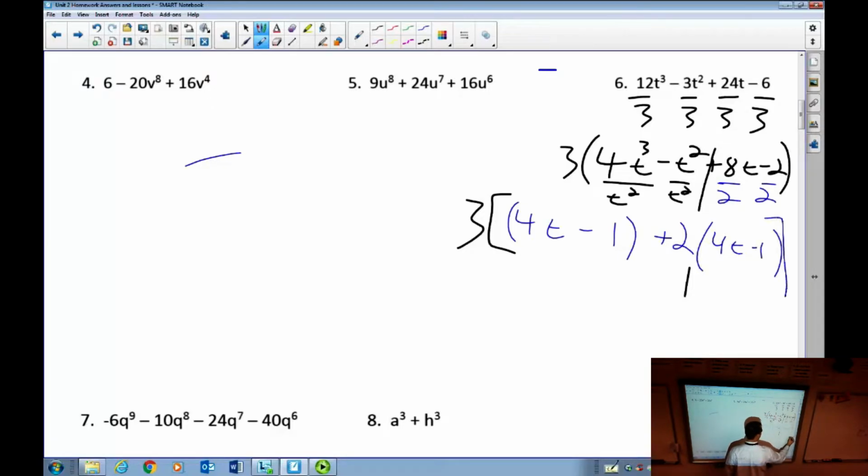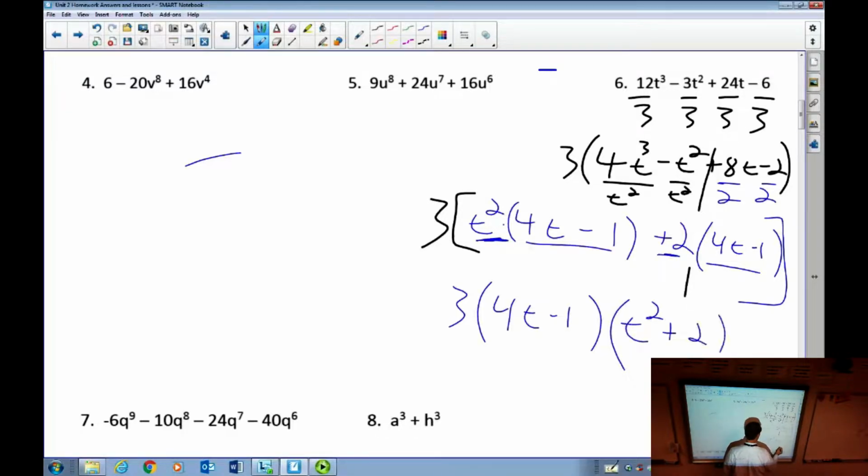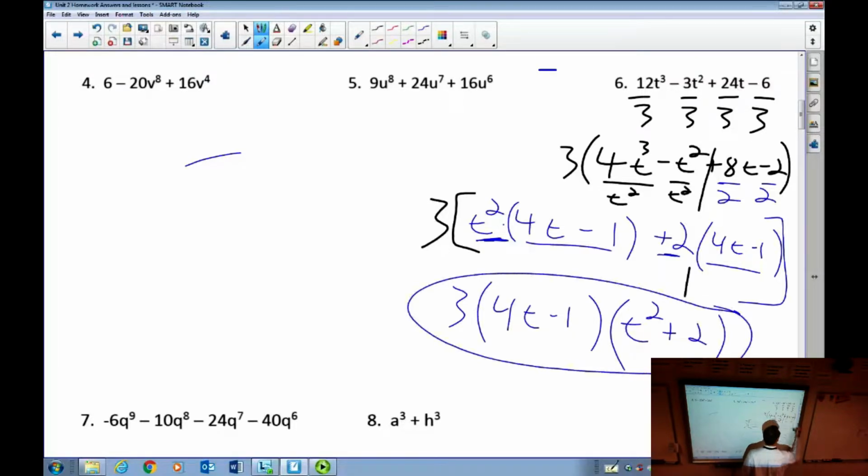Good. Close bracket there. So then we get 3 times, and let's see here. To get that 4t minus 1, what did we pull out? We divided by t squared, times by t squared. So then what we're left with is 4t minus 1, which is here and here. Pull that out, bring it down here. And then what's left is t squared plus 2. Okay, so that is our final answer for number 6.